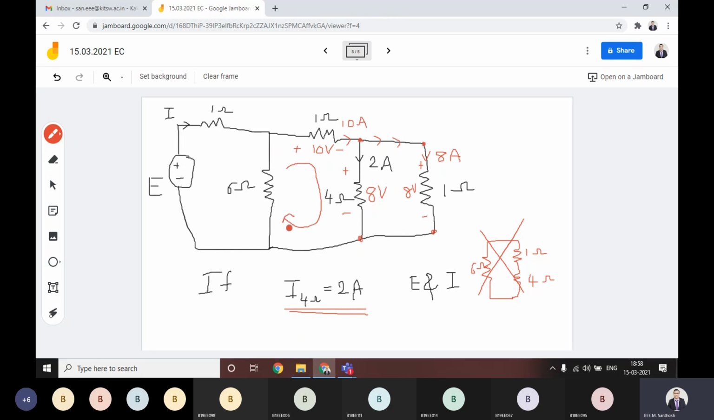Suppose in a loop the sum is equal to 0, we have got that already, and this is 10 volts and this one is 8 volts. How much will be across this 6 ohm? 18 volts. Obviously, if this is the positive sign and this one is negative, this value is equal to 18 volts. If the voltage is 18 volts and the resistance is 6 ohm, how much current is flowing in this? 3 amperes.